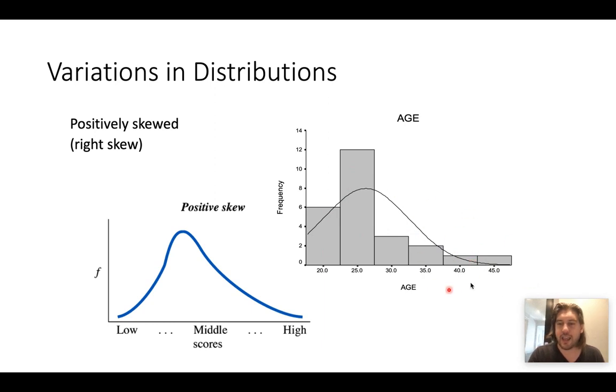And so this tail is pulling the data, and so it has a positive skew. So just remember, when we describe these distributions, if the data collect at the bottom, it's a positive skew. We name skew by the tail of the distribution, not the body or the bulk of the distribution. So if the tail is at the high end, then it's a positive skew. If the tail is at the low end, it's a negative skew.